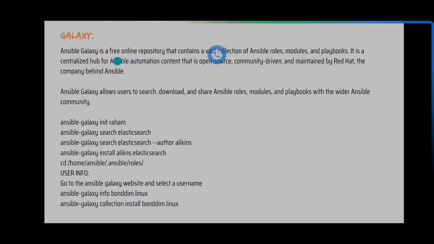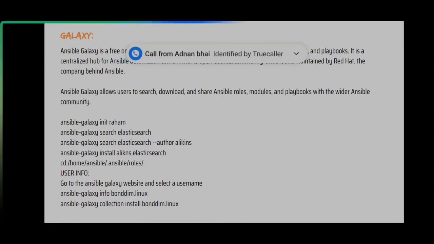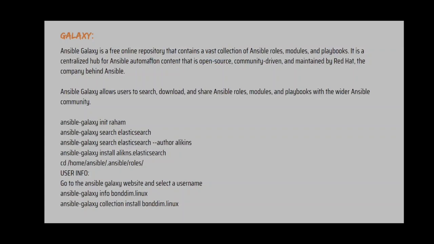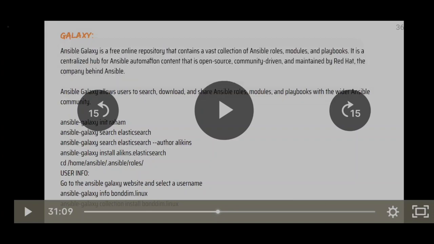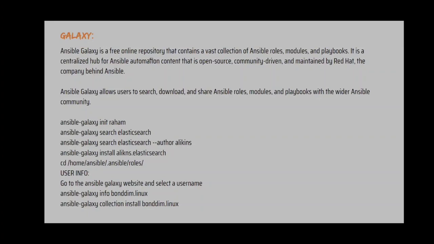So now see here, Ansible Galaxy is an online repository. Online repository means where you can place your roles. For example, I write one role. I want to make it available for all the people. So then I can use it.